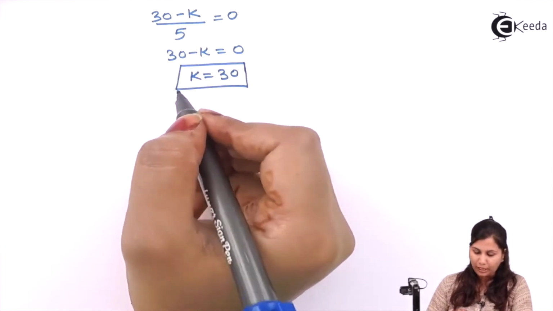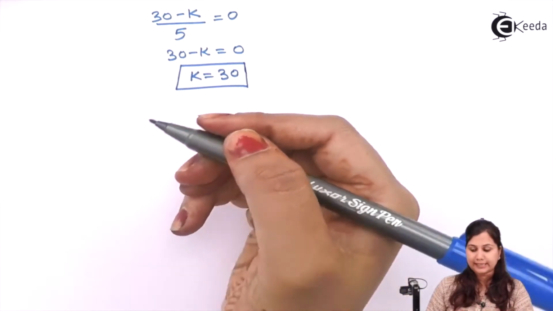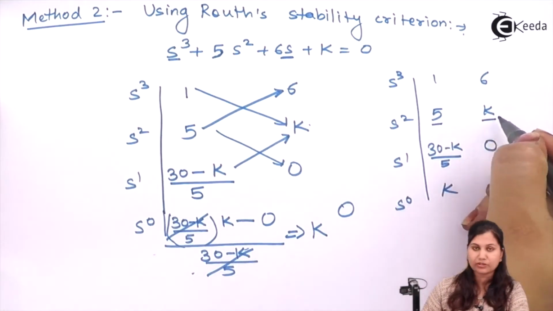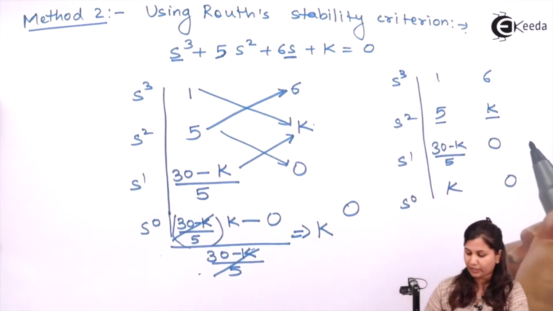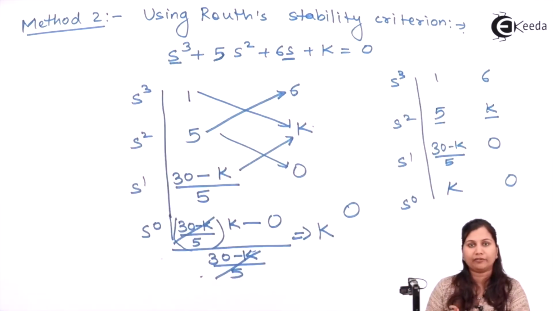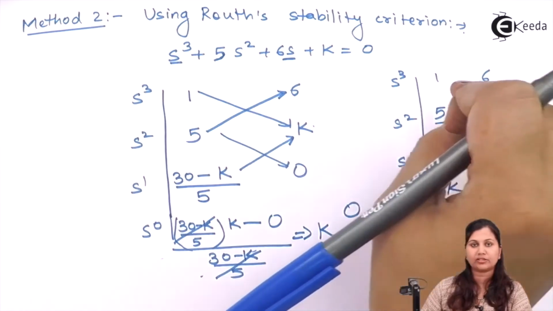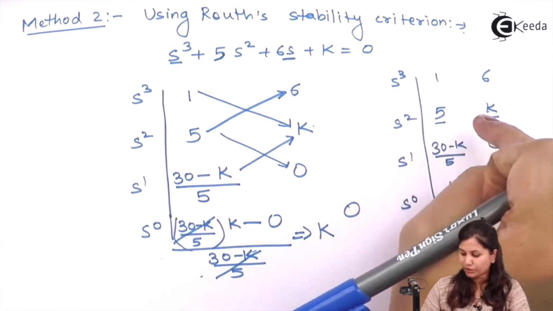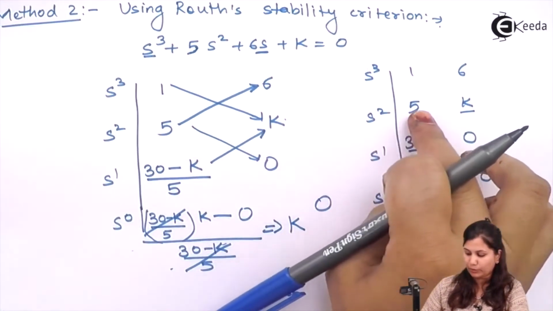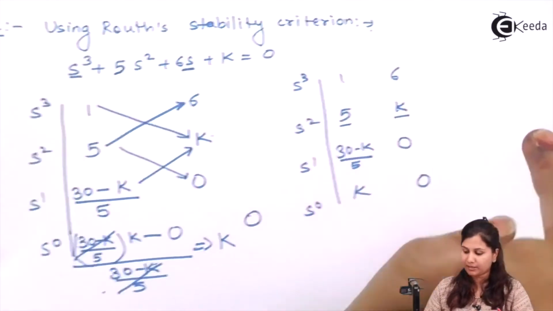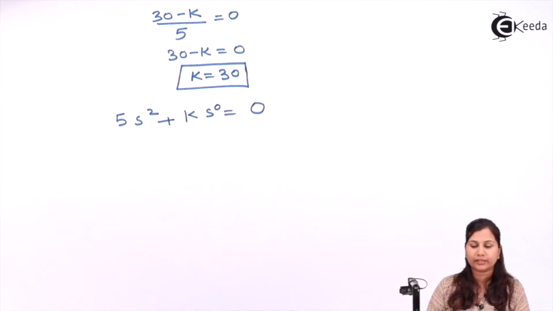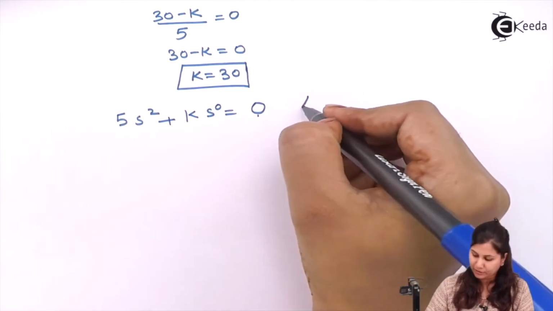Now again, to find the intersection point, you have to write the auxiliary or the subsidiary equation using the s square row, that is the row just above the coefficient which you have put equal to 0. So using this row, we will write the subsidiary equation, that is 5s square plus k s to the power 0, and equate it to 0.